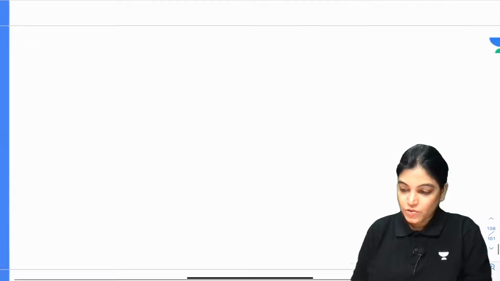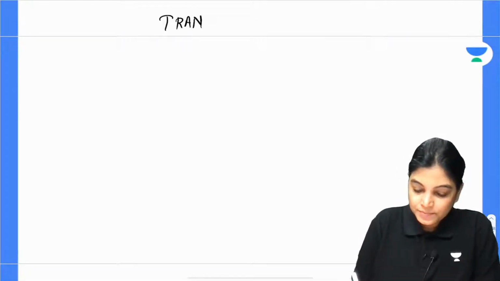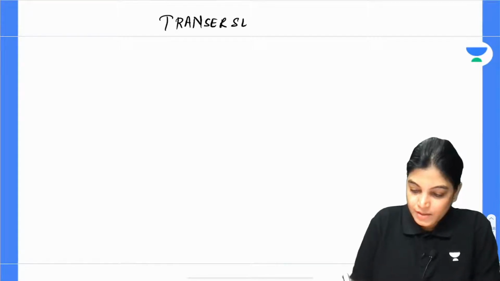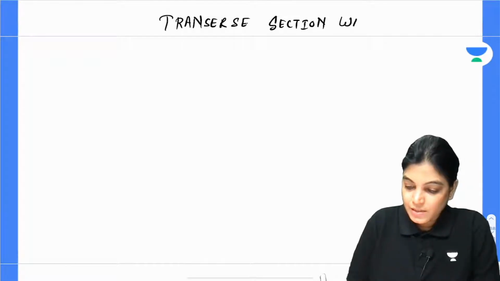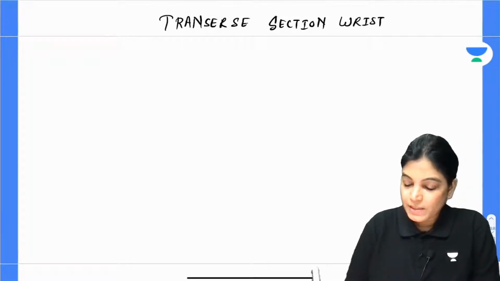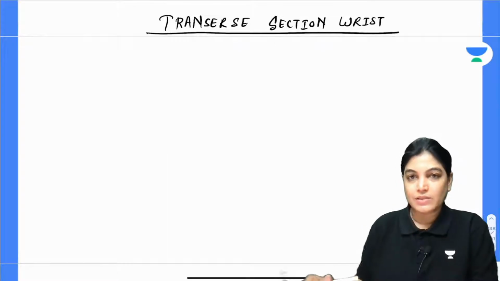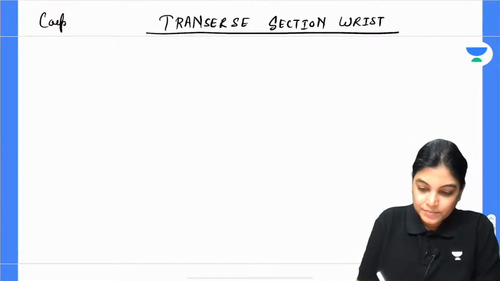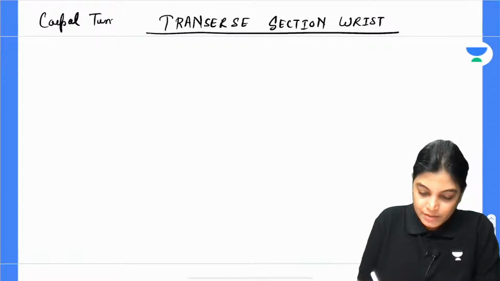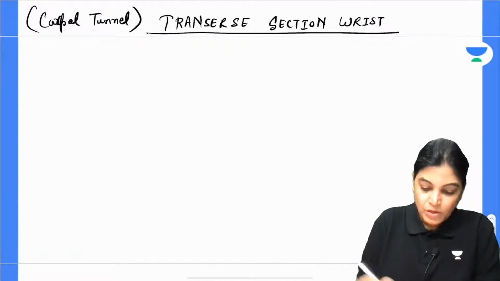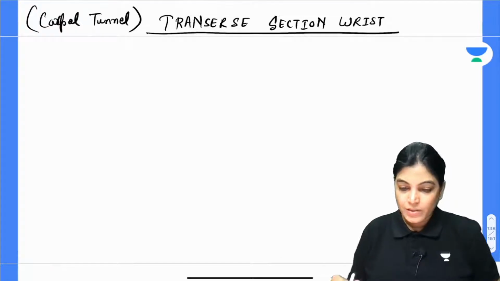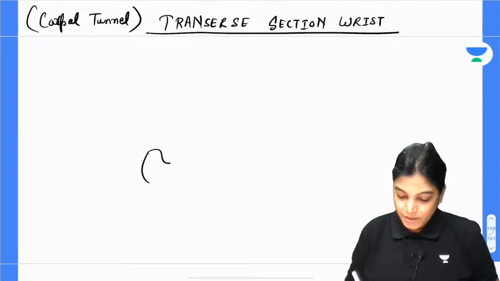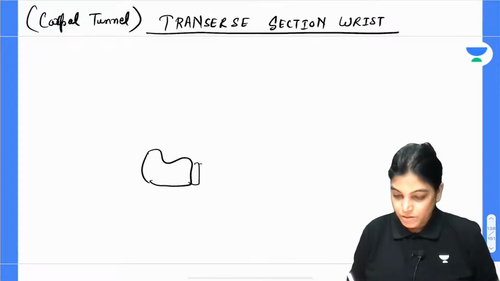So, here you can write down the heading: a transverse section at the level of the wrist, showing carpal tunnel structure. It is showing the carpal tunnel. The space below the flexor retinaculum is the carpal tunnel. So, we are drawing the diagram, and first I am just making an outline of a few carpal bones.